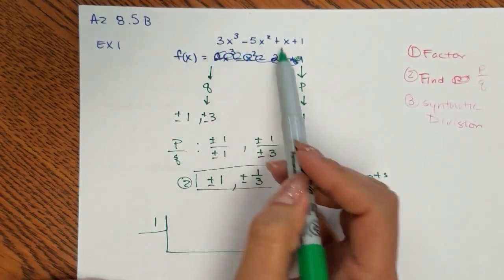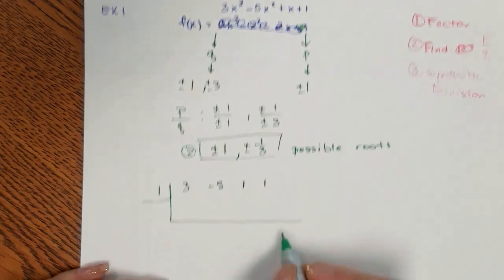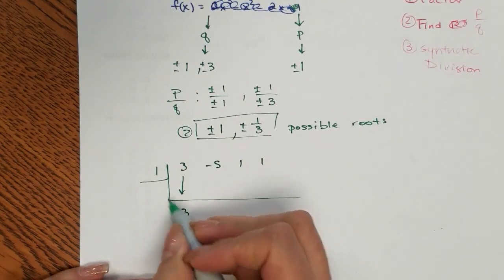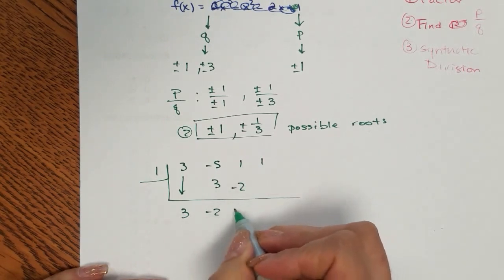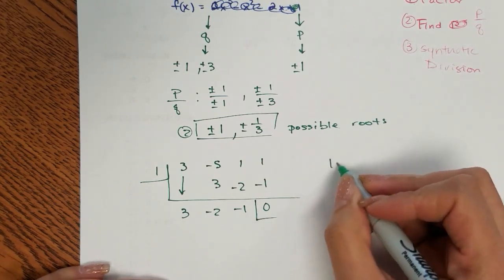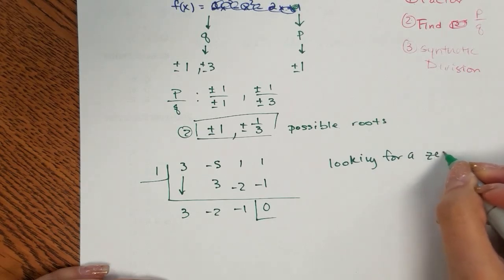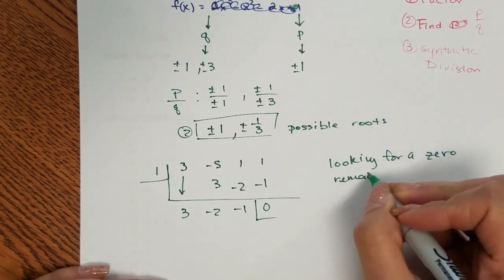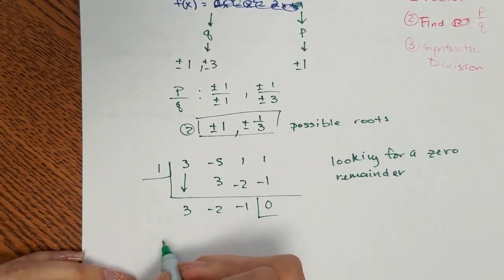So I'm still working with these numbers up here. I have 3, negative 5, 1, and 1. The 3 comes down. 1 times 3 is 3, negative 2, multiply, combine, negative 1. 1 times negative 1 is negative 1, 0. So what we're looking for is we are looking for a 0 remainder. Okay, if your remainder is not 0, then it is not a real root and you have to try the next one, okay?